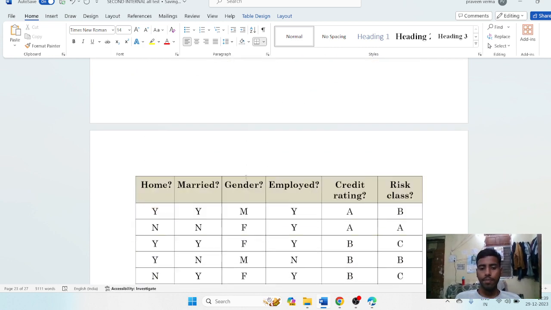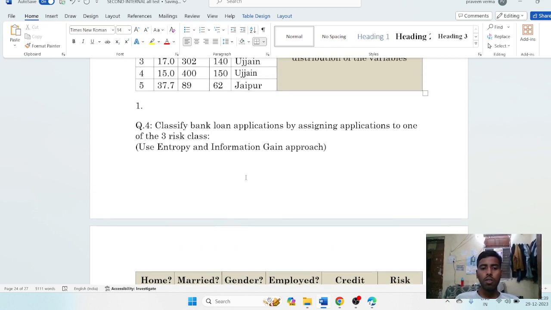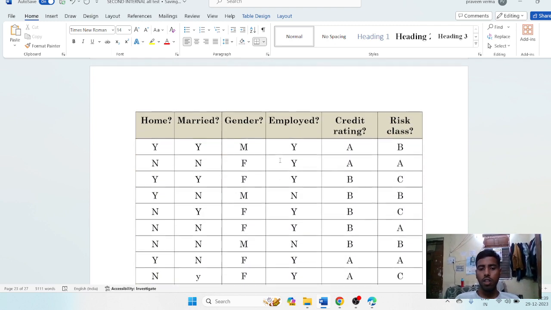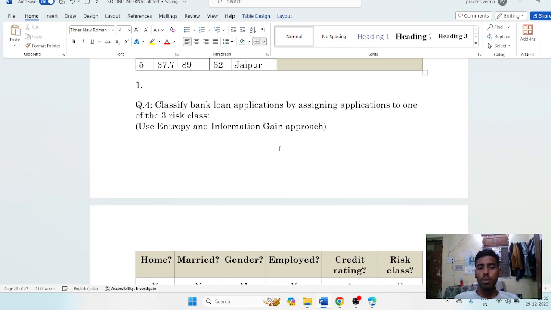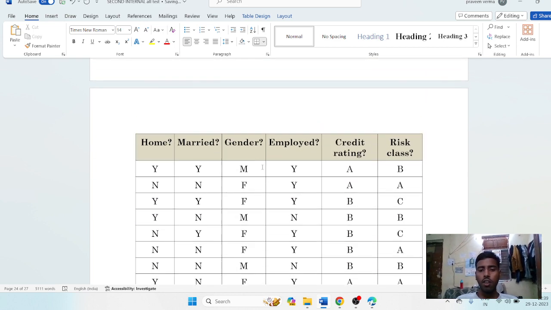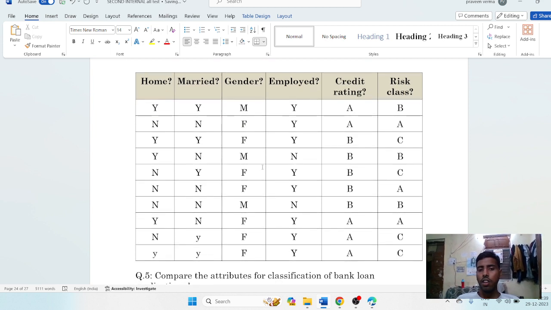Now come to the fourth question, which is the last question of this test. Classify bank loan applications by assigning each application to one of the 3 classes. Use the entropy and information gain approach. We have to use these methods to make the decision tree. Here are home, married, gender, employed, credit rating, and risk class.